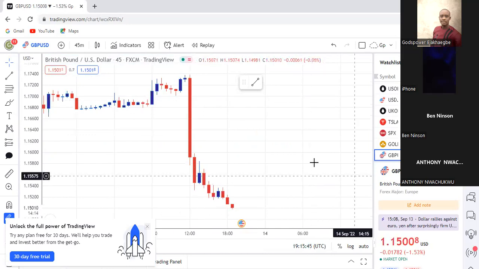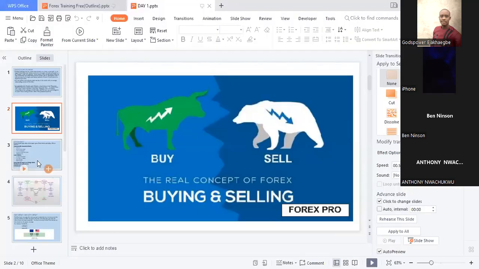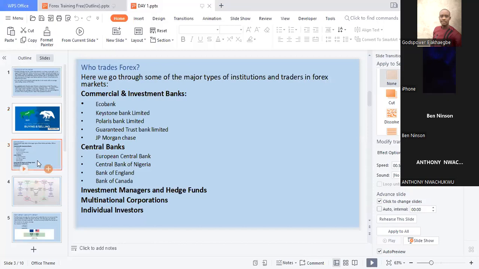This is what you majorly do in the forex market. You buy and you sell. You get that? So let's go. Who trades forex? Have you sat down and asked yourself, who trades forex? We have the central banks and the commercial banks. We have the investment managers and hedge funds. We have the multinational corporations. We also have the individual investors.